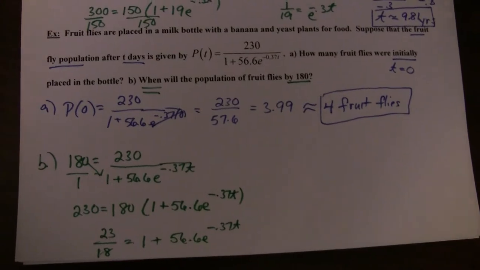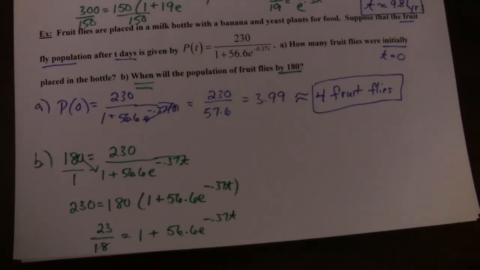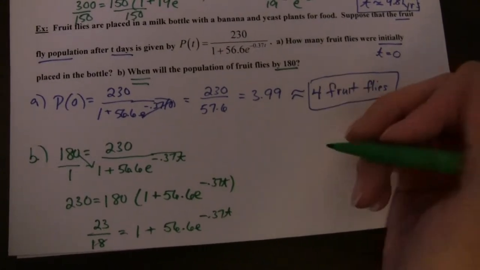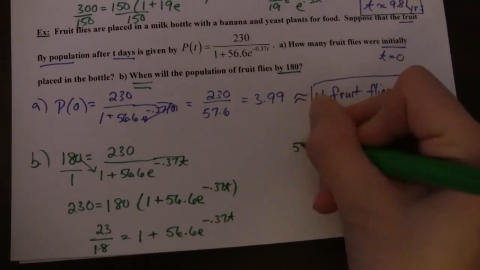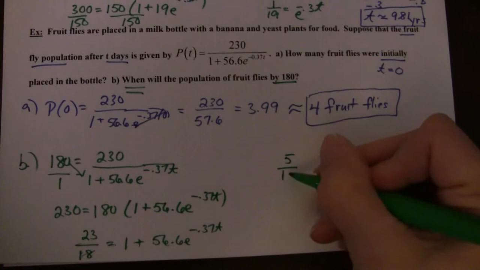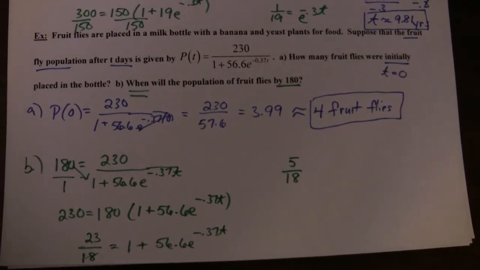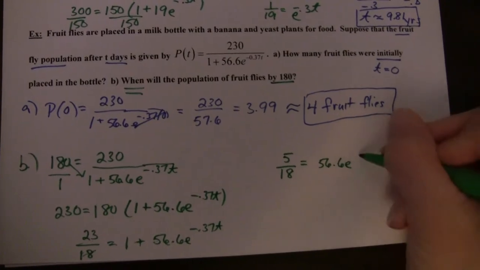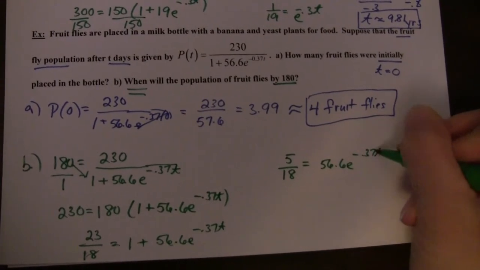Then I'll go ahead and subtract a 1 from both sides. So that's going to give me 5 over 18 equals 56.6 e to the negative 0.37 t.